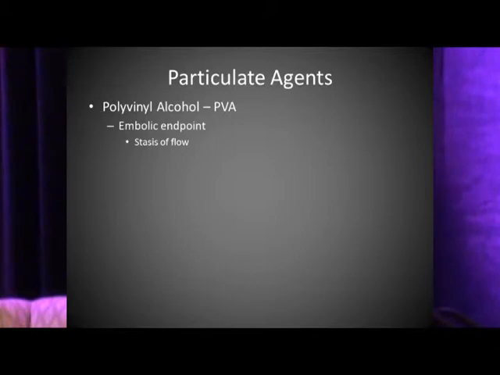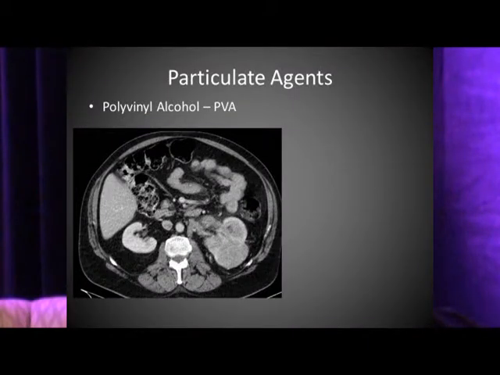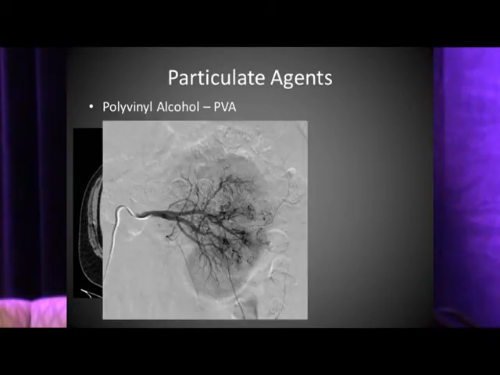Usually what you're looking for when you do PVA is stasis of flow. That's the endpoint. We always want to make sure that once we have stasis of flow, we know that we've embolized enough. And not only are we using things for acute trauma or acute bleeding. This is a patient who came in with a left renal cell carcinoma that was sent to us by surgery preoperatively to embolize the tumor. On these angiographic images, you can see the big tumor blush. This was embolized basically to control bleeding when they went in and took this tumor out.